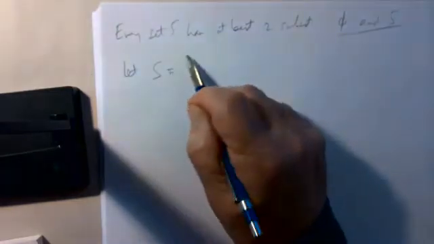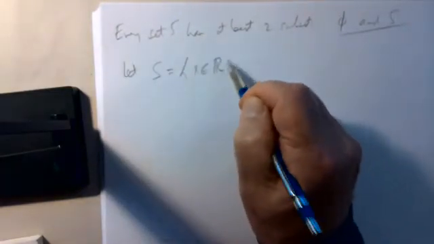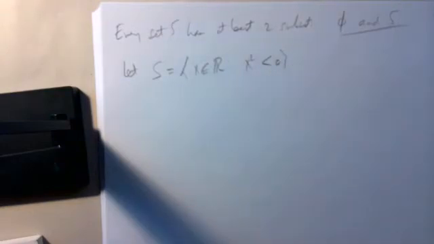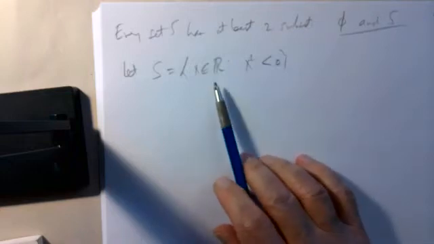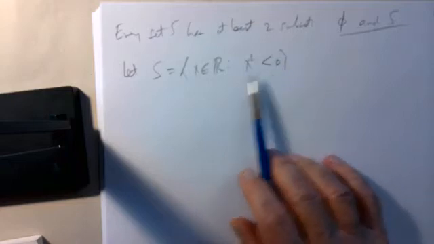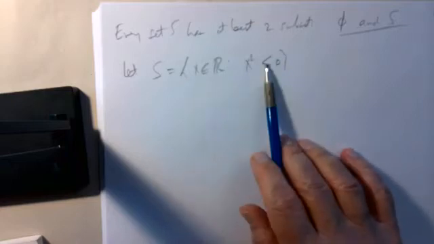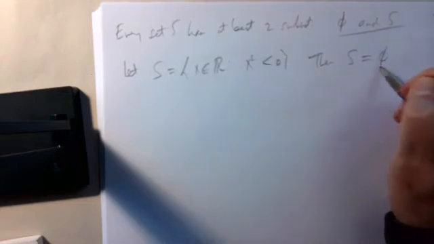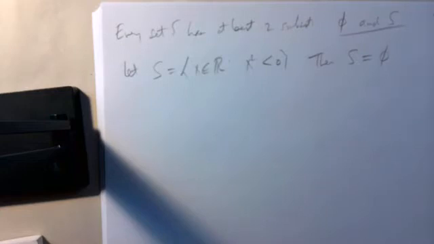Suppose we let S be the set of all real numbers X such that X squared is negative. Well, if you take a real number, the square is either 0 or positive. So there's no element X that satisfies this condition. So this is just a funny way of describing the empty set, because there is no real number X whose square is negative, strictly less than 0.